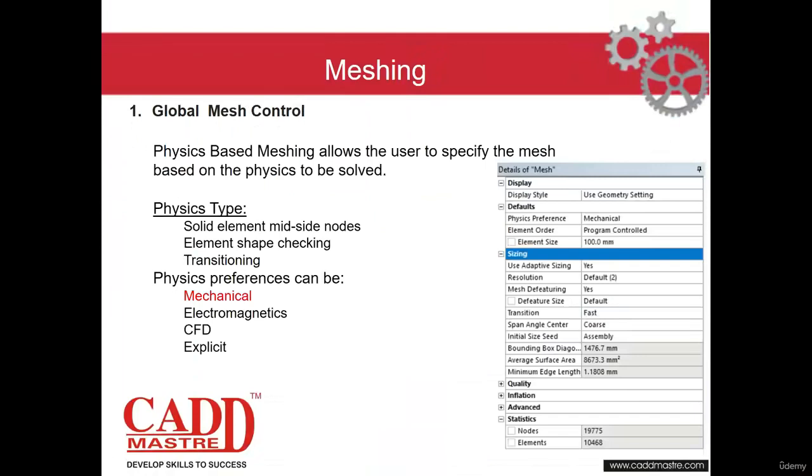Let us see the global mesh control in detail. Physics-based meshing allows the user to specify the mesh based on the physics to be solved. That means we have to solve mechanical, CFD, electromagnetic or explicit physics. In our case, we are using mechanical. We have to define the physics type. That means solid element, mid-side node, element shape checking, and transitioning.